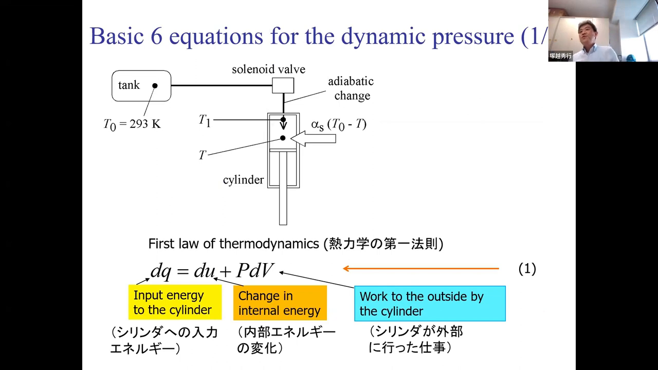So if you use the following six equations, you can estimate how large a pressure is maintained inside the cylinder while the rod is extended. Okay, the first one is the first law of thermodynamics. It is composed of the dynamic input energy to the cylinder. And this is composed of the change in the internal energy plus the work to the outside by the cylinder.